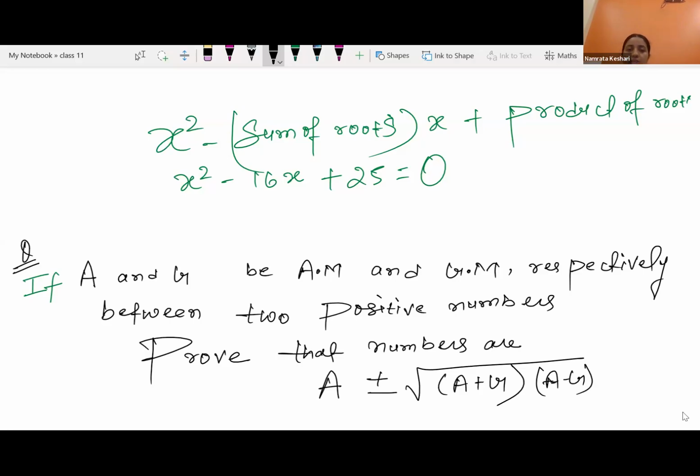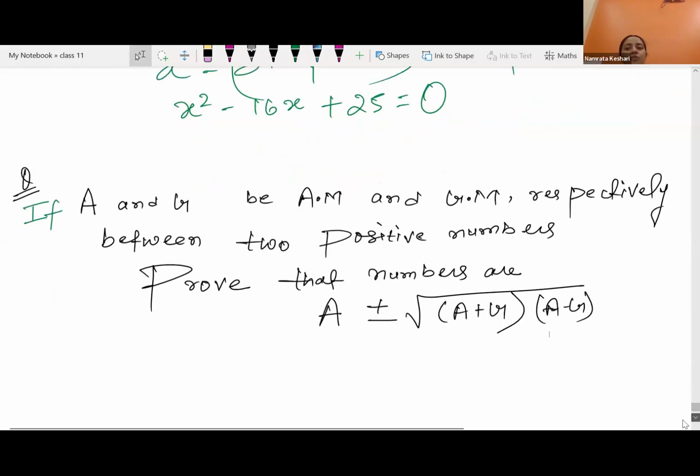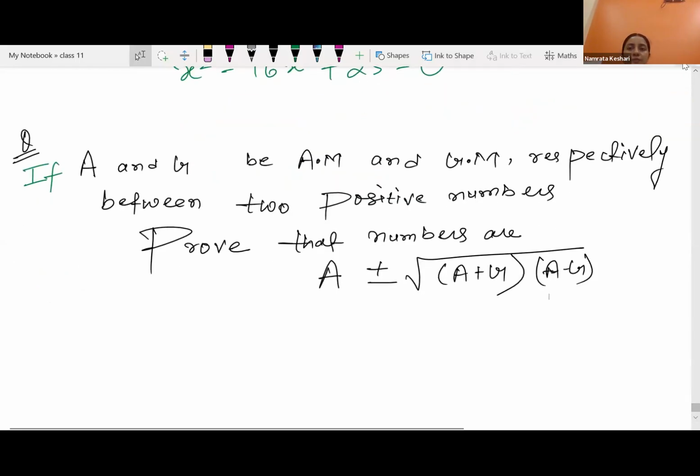Okay, let's read the question carefully. After reading the question, you may think, okay, what is given over here, but please read it carefully. You will get it. Just a moment.